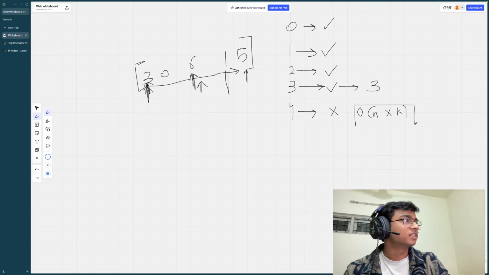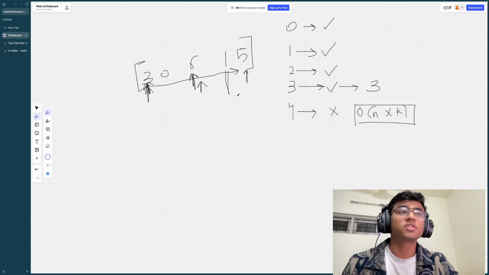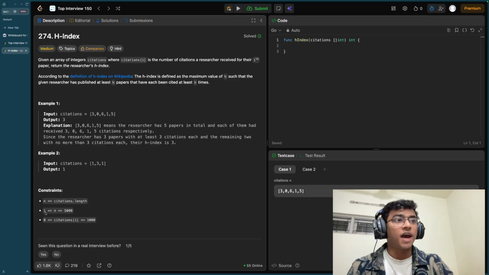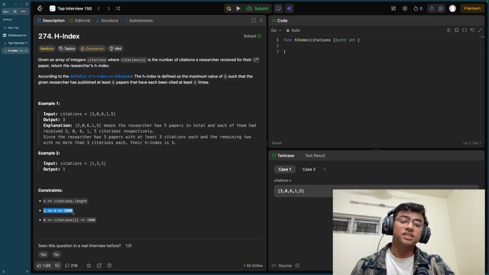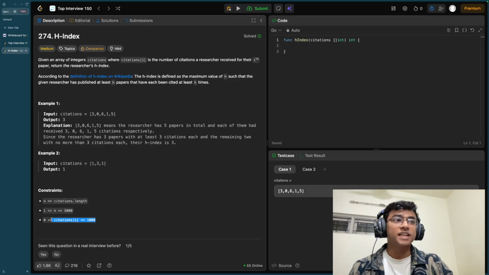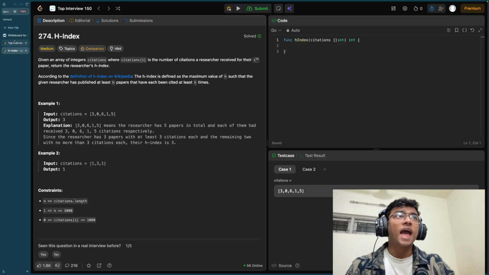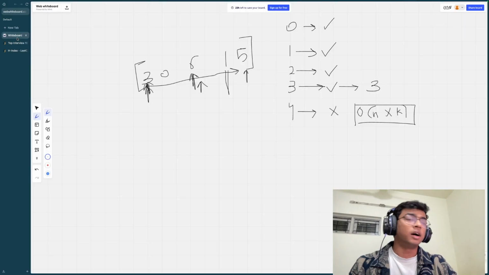Now, in this case, this solution would also work if you try to submit it, because if you look at the constraints, we have the number of research papers less than or equal to 5,000 and the maximum number of citations to be 1,000. So at max, you can have 5 * 10^6 operations, and that you can solve easily.